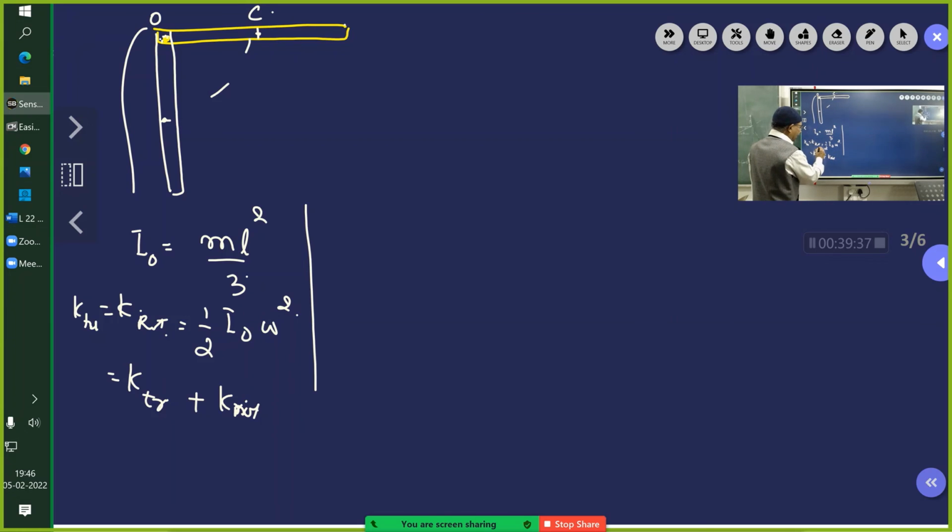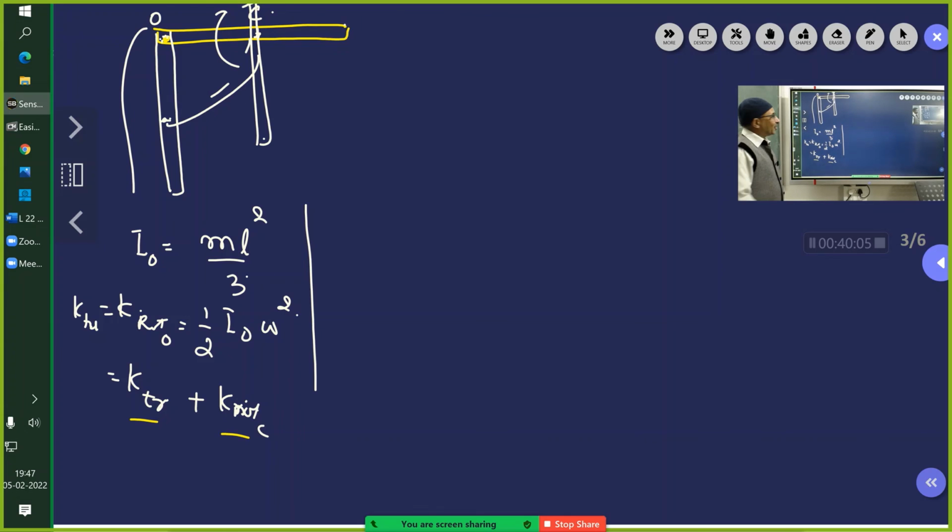Rotational kinetic energy here is about O. Here I will take the rotational kinetic energy about C, the center of mass. So what do I do here? I will first consider that this rod is rotating about its center of mass. So this rod will rotate and come like this, then you translate it. That is how you separate it.